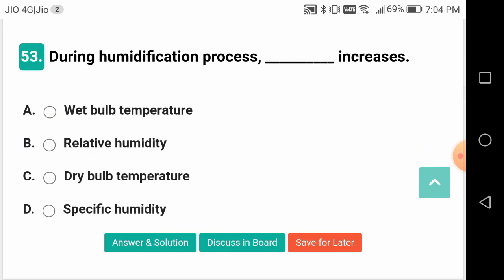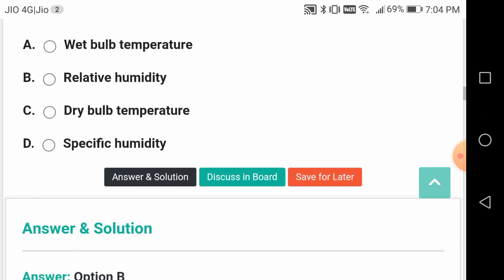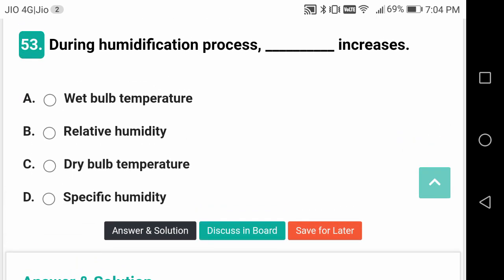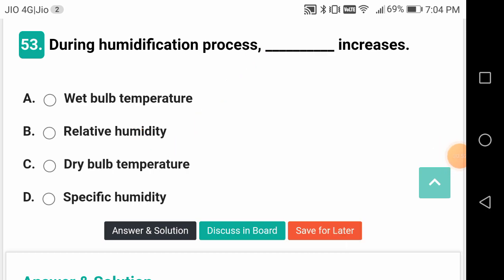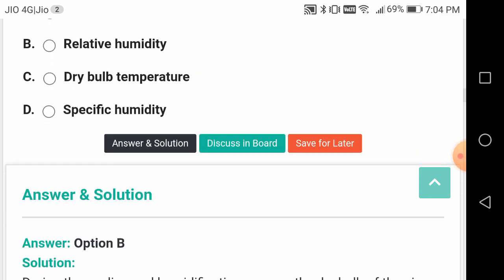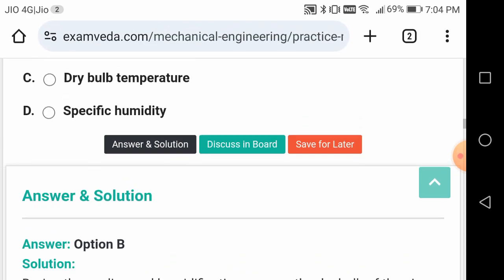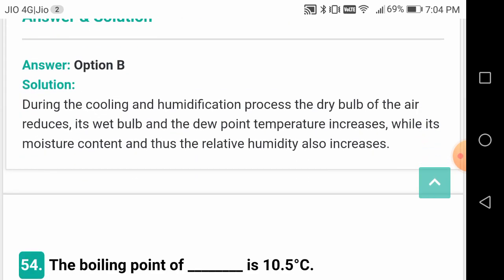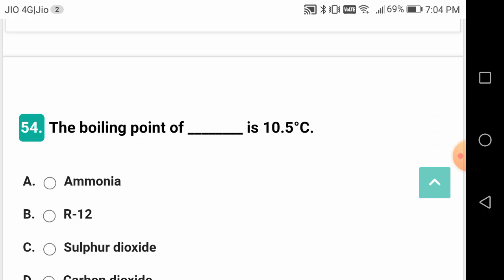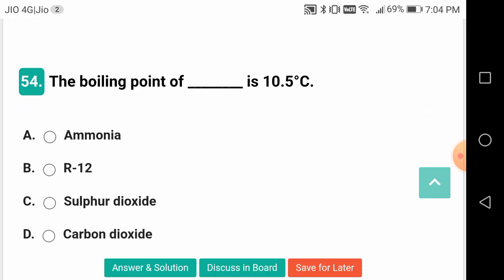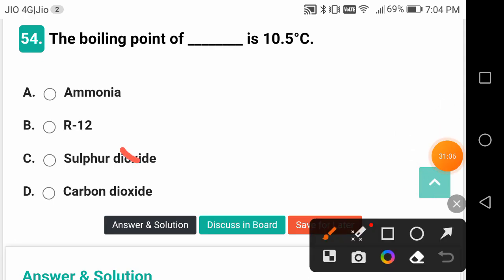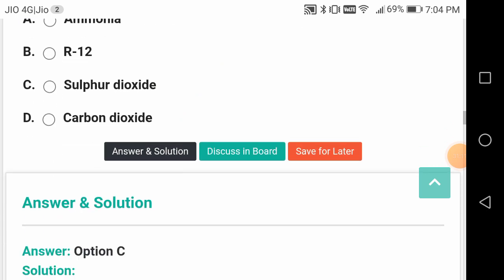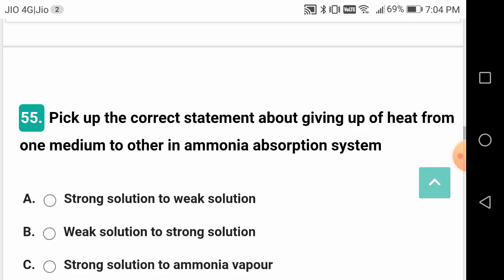During humidification process, dash increases. Relative humidity increases. Humidification means something relating with the humidity. They should be increasing. The boiling point of dash is 10.5 degrees centigrade. Sulfur dioxide, ammonia, carbon dioxide are 12. They will have more, friends. Sulfur dioxide is 10.5 degrees.